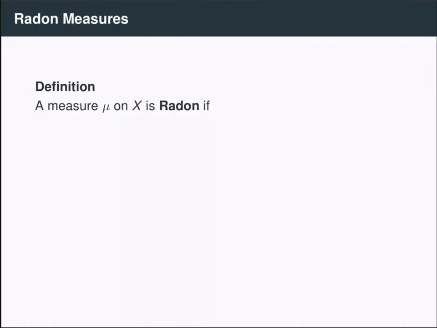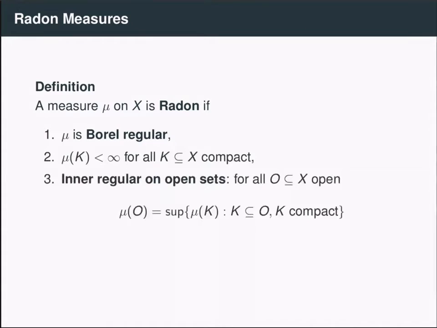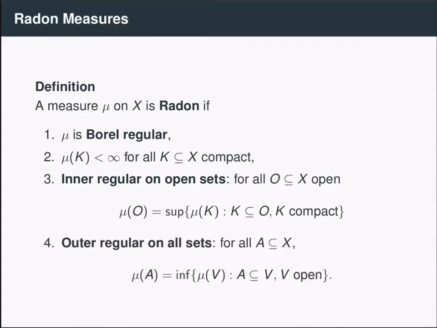A smaller class of measures that have even better regularity properties are the Radon measures. So a measure is Radon if, first of all, it's Borel regular, it is finite on compact sets, it's inner regular on open sets. So this means that for any open set, the measure of the open set is equal to the supremum of the measures of all compact sets contained in it. And finally, it's outer regular on all sets. So given a set A, its measure is equal to the infimum of measures of all open sets containing it.